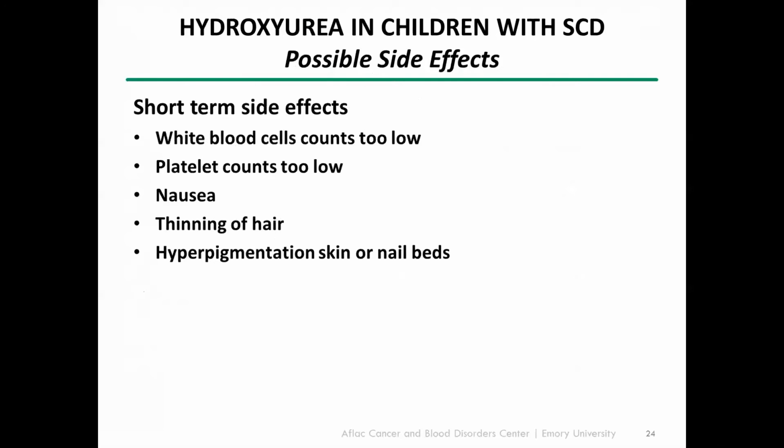Now, what about side effects? This is very important, because it's obviously important to always think, when you're considering any treatment for any medical problem, what are the possible side effects? Hydroxyurea's short-term side effects are that it lowers the white blood cells and it lowers the platelet count. And so that's a good thing unless the white cells and the platelet counts go too low. Because if the white blood cells were too low, that might increase the risk of an infection. And if the platelet count was too low, it would increase the chance of bleeding.